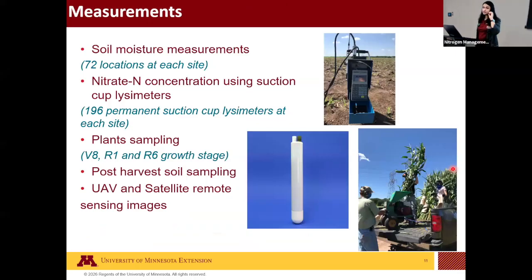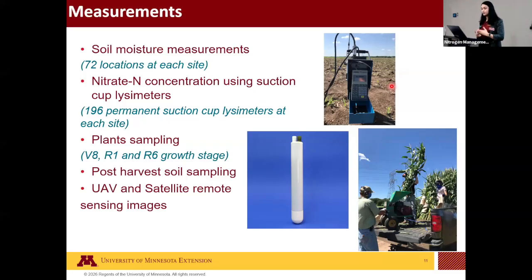So in terms of measurements in this study, we had, as I said, 96 plots at each site. In first 3 replications at both sites, we were measuring soil moisture continuously. We were using this neutron moisture meter, which is one of the standardized methods of measuring volumetric water content up to 4 feet of soil depth. So at 1 feet, 2 feet, 3 feet, and 4 feet.